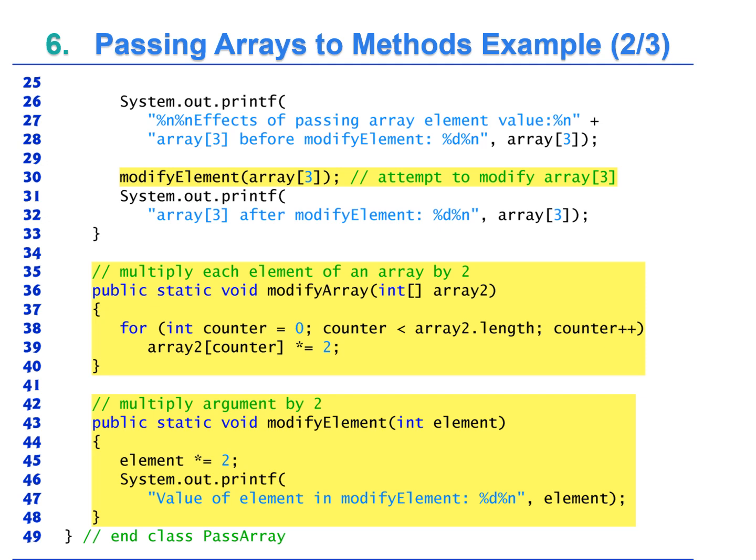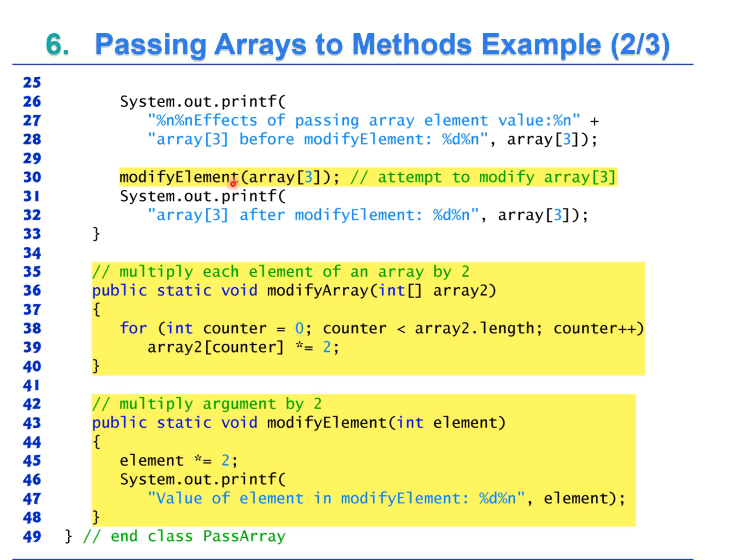To show the difference between passing an array and passing an array element, the method main of the parseArray.java program also calls the method modifyElement with the element array3 as an actual argument. The value of array3 is displayed before and after the modifyElement method is called by the main method.